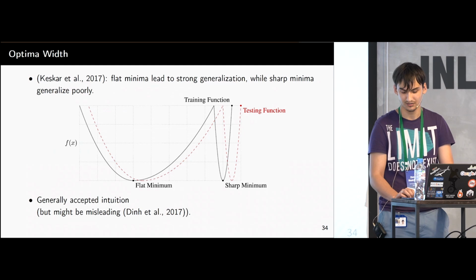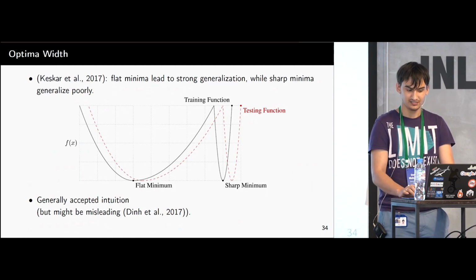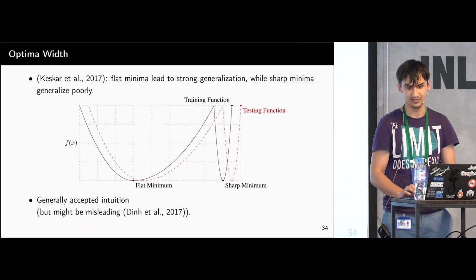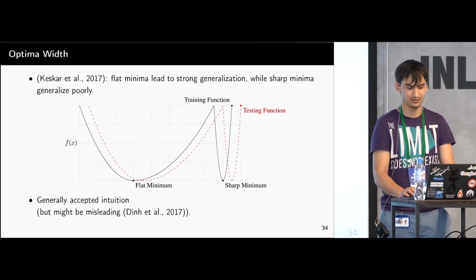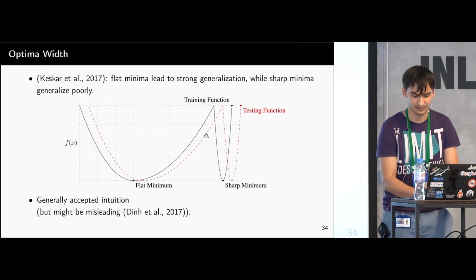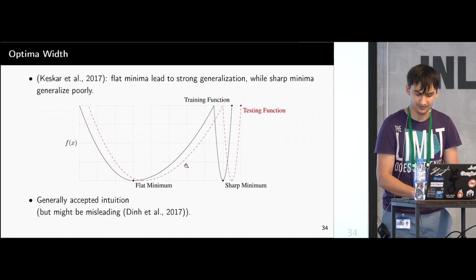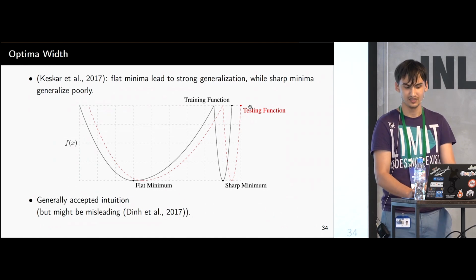So why does it work? There is this generally accepted intuition about wide optima and sharp optima. You can see this training function, which is basically your training loss. And you can see your testing function, which is your testing loss.